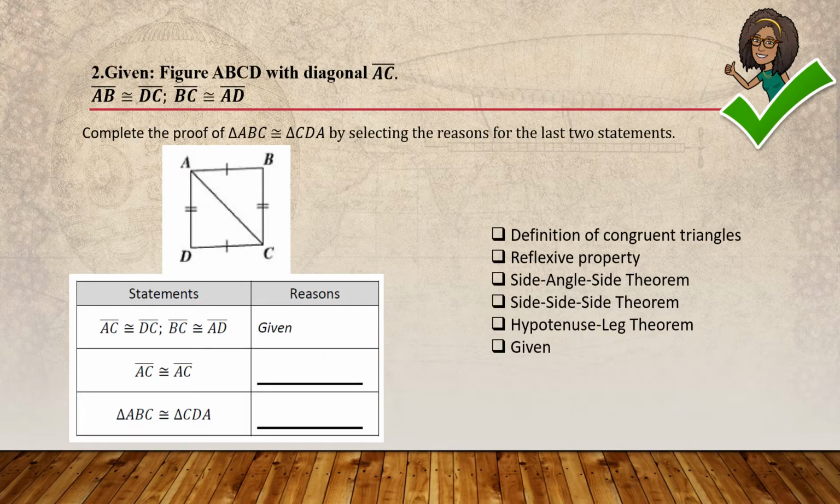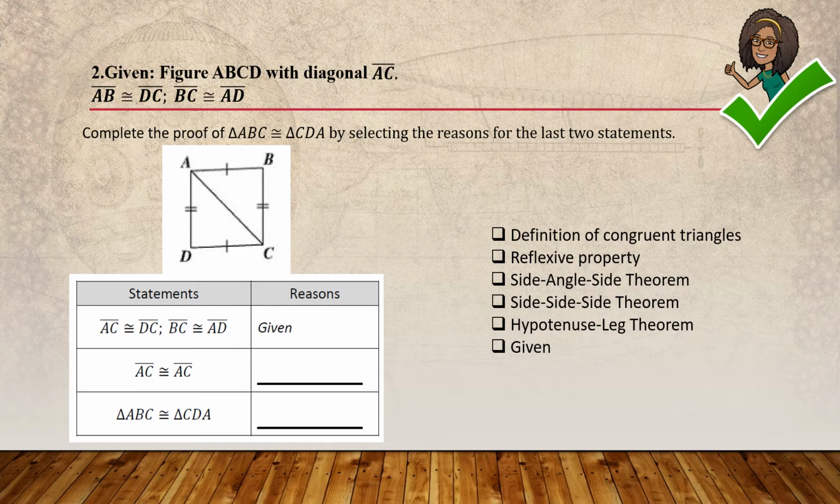Okay, so we have number 2, which says, given figure ABCD with diagonal AC, we have 2 pairs of sides that are corresponding and congruent, AB and DC, and we have BC and AD that are congruent. They want us to complete the proof showing that triangles ABC and CDA are congruent by selecting the reasons for the last 2 statements of the proof.